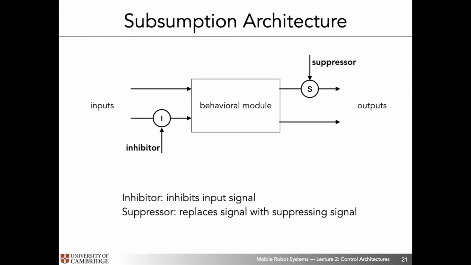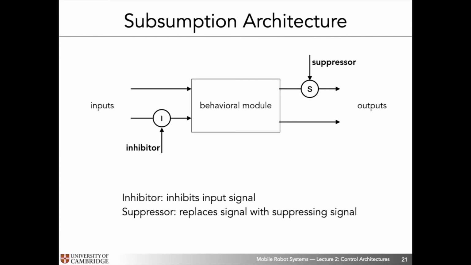Now, on the output side of things, we have the suppressor, which simply can suppress an output of a behavioral module with a different behavioral output coming from a different behavioral module, right? And so these two components here are really the key components that allow the control architecture to do a couple of very powerful things.